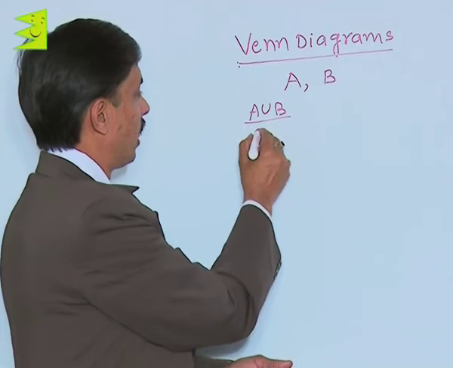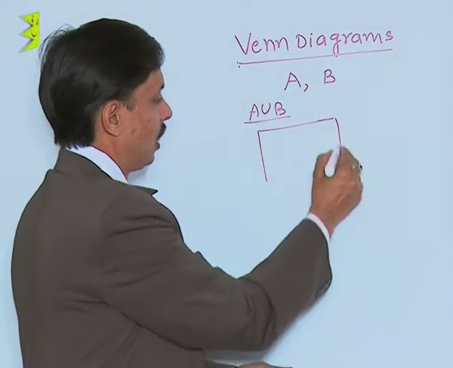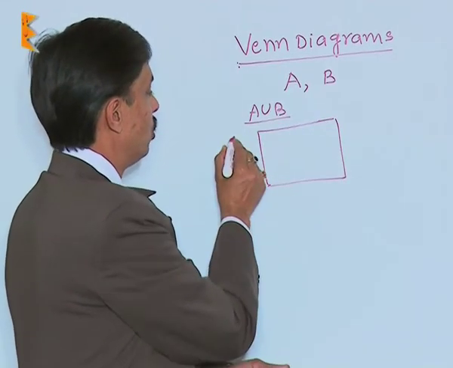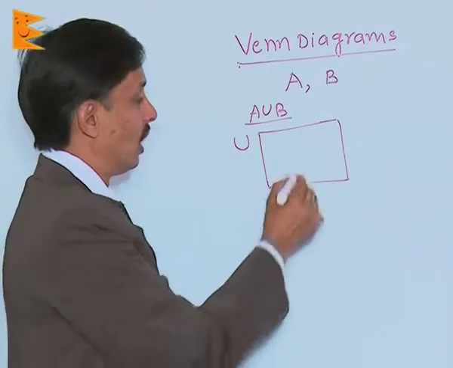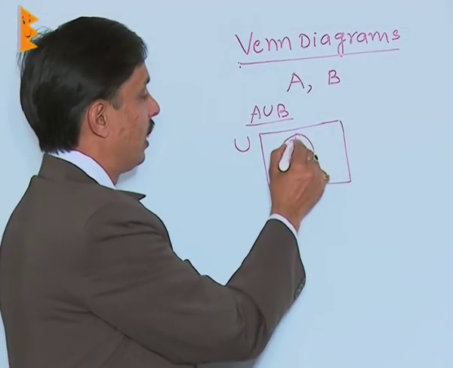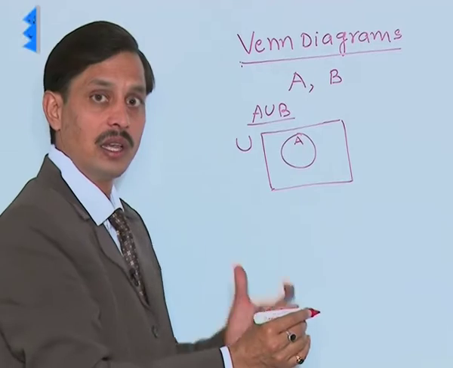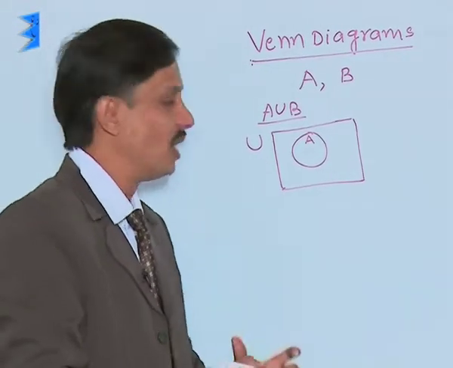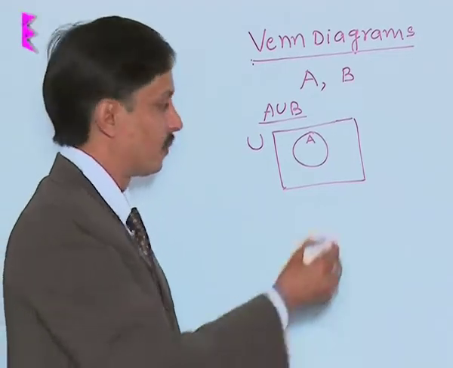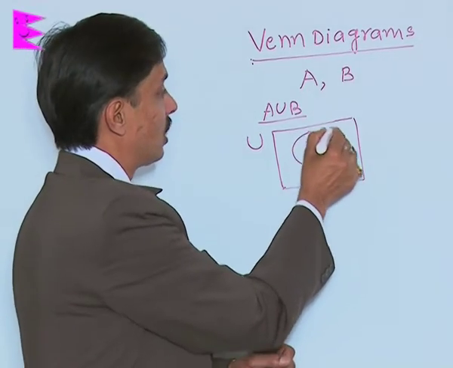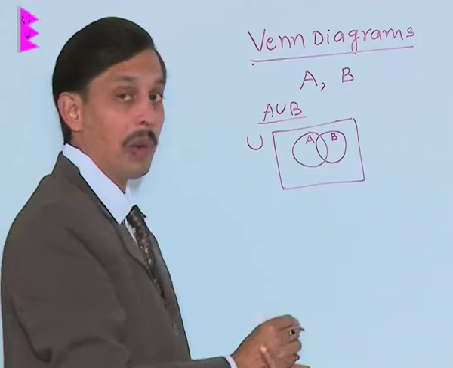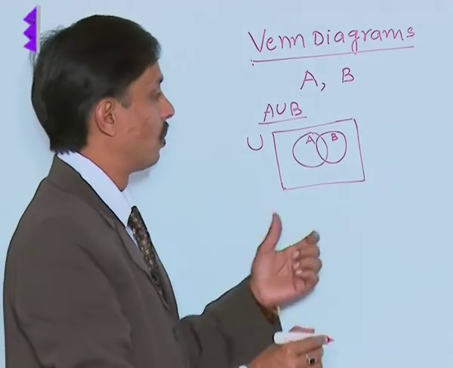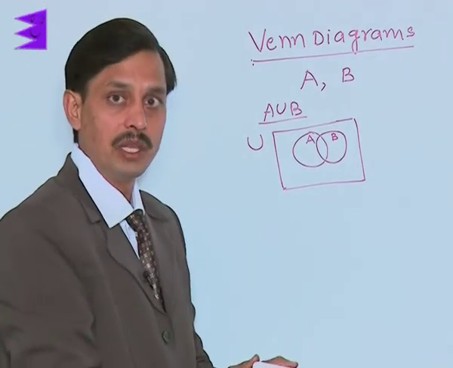Suppose this rectangle which I am drawing shows the universal set. This is the set A. Suppose this circle represents the portion or elements of set A. And now this represents the portion of the elements of set B.